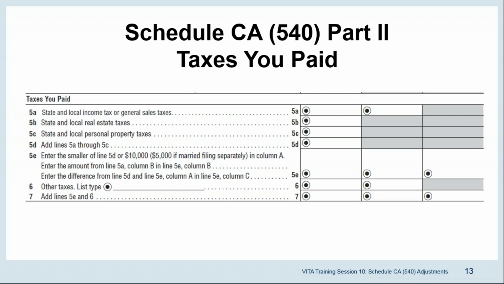Under other taxes, line 6, California does not allow a deduction for foreign income. You will need to enter this amount on line 6, column B. This information should automatically flow from the entries made in the federal section of TaxSlayer.